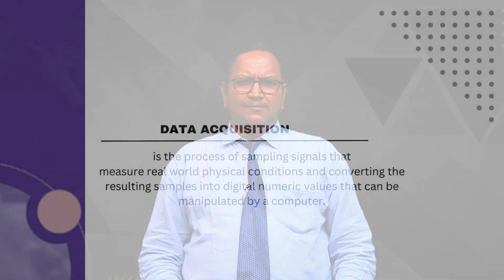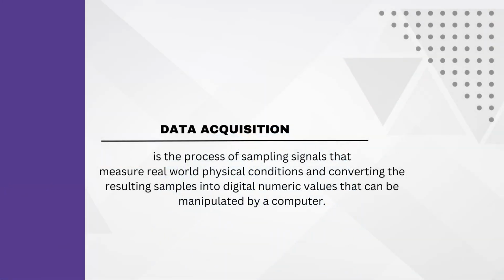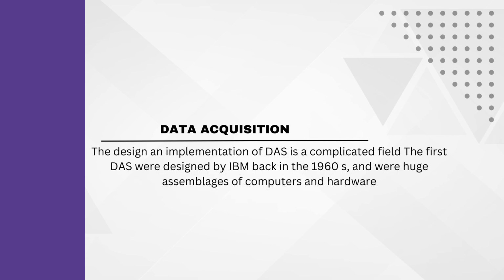Now, here in this lecture, we will discuss data acquisition and processing system. Data acquisition is the process of sampling signals that measure real world physical conditions and converting the resulting samples into digital numeric values that can be manipulated by a computer.